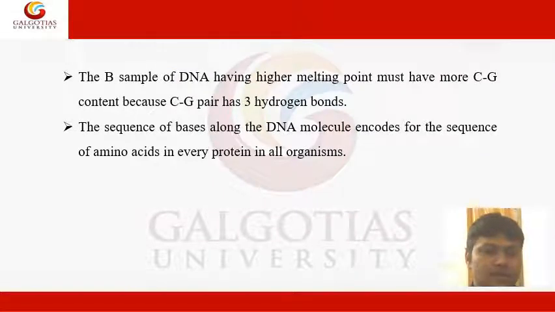And the sample of the DNA that has the higher melting point must have more CG content, because the CG pairs have 3 hydrogen bonds. The sequence of the bases along the DNA molecule encodes the sequence of amino acids in every protein in all the organisms.